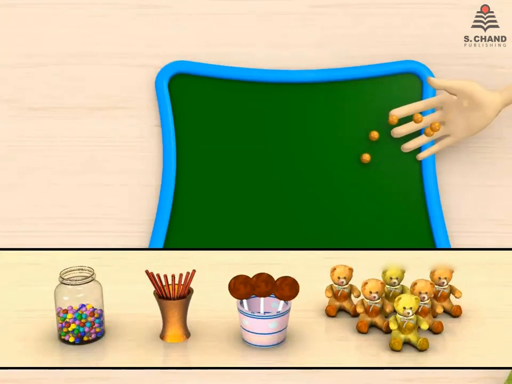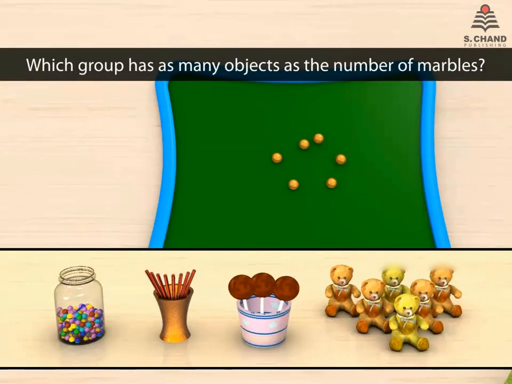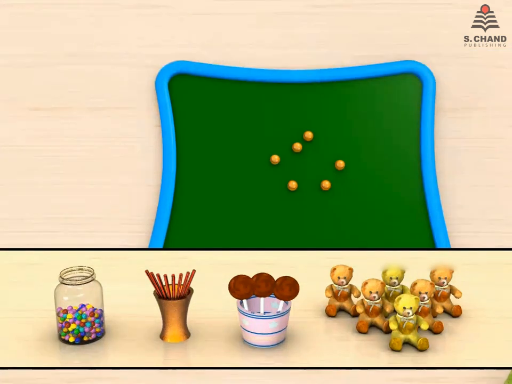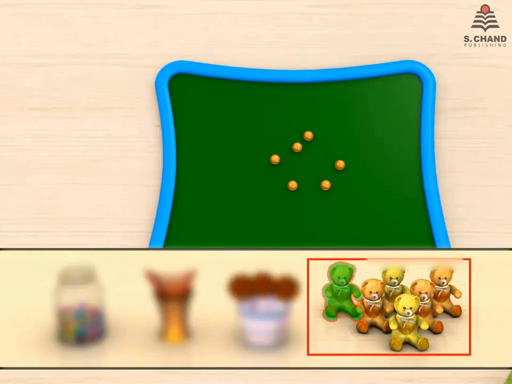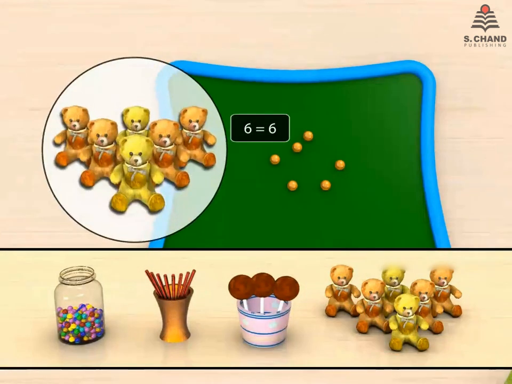In the second round, which group has as many objects as marbles? That's correct. There are 1, 2, 3, 4, 5, 6 marbles and 1, 2, 3, 4, 5, 6 teddies. So, the number of teddies is equal to the number of marbles.